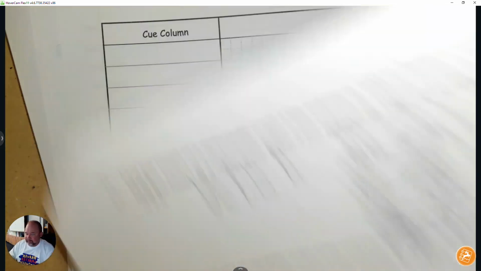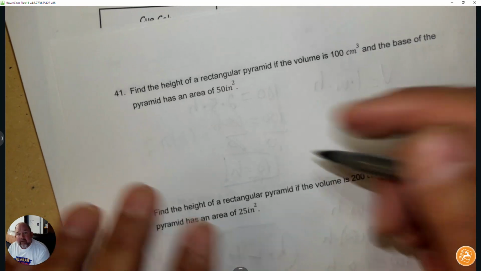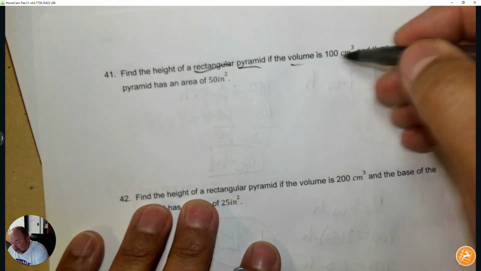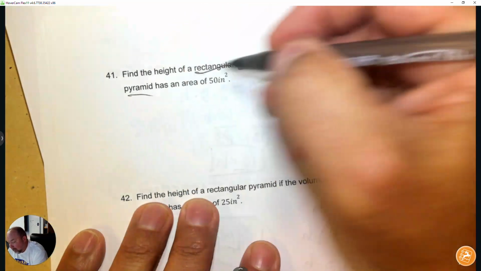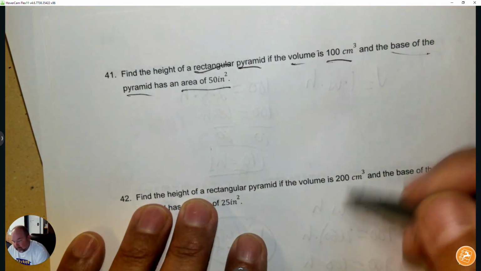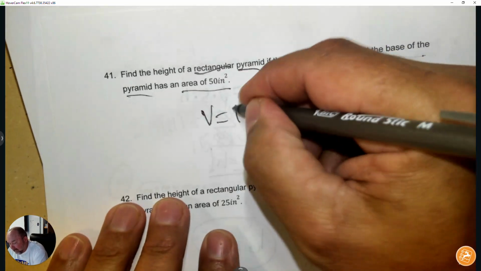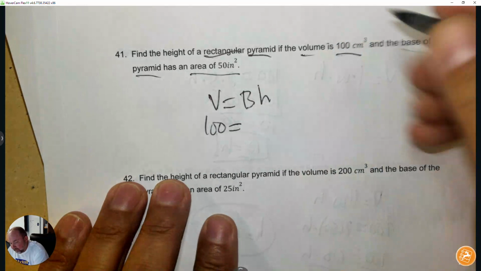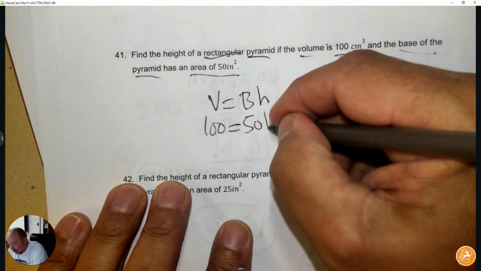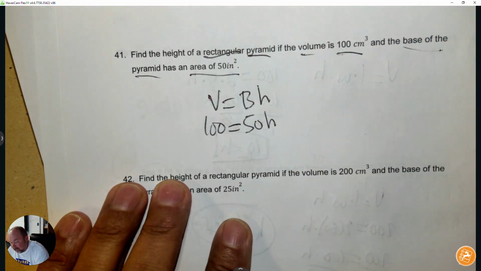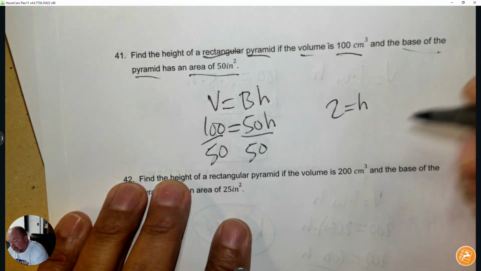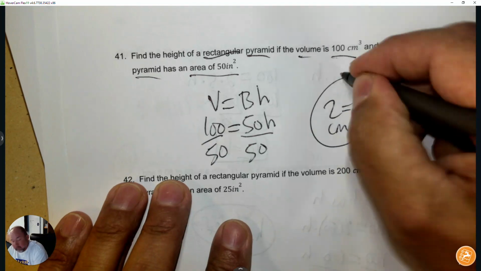All right, last page. Find the height of the rectangular pyramid if the volume is 100 and the base of the pyramid has an area of 50. So for volume of a pyramid, it's the area of the base times the height. So the volume is 100, the area of the base is 50, and I want to find the height of it. So divide by 50, and 100 divided by 50 gives me 2, and it would be 2 centimeters would be the height. Let's try that again.